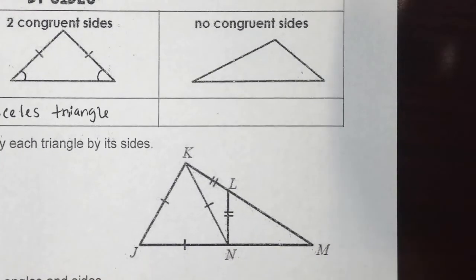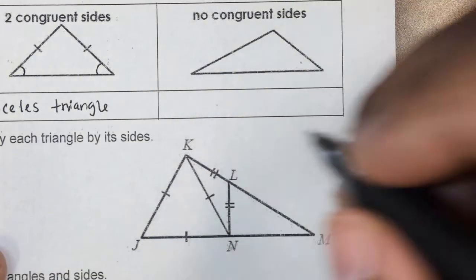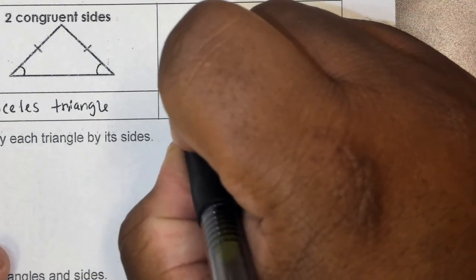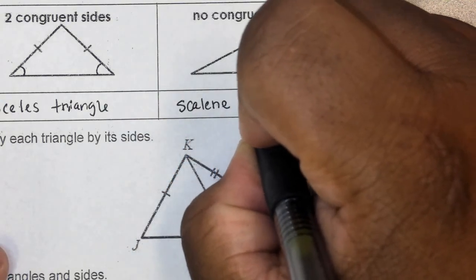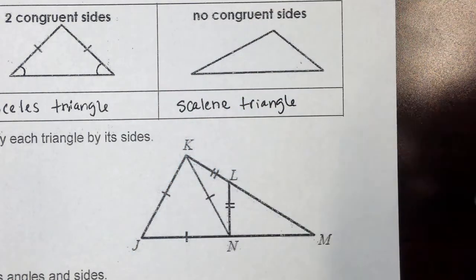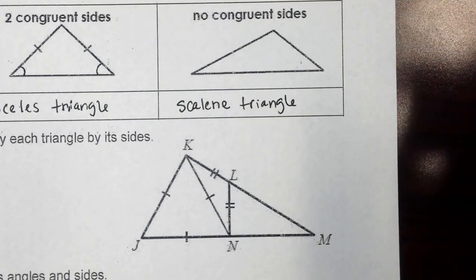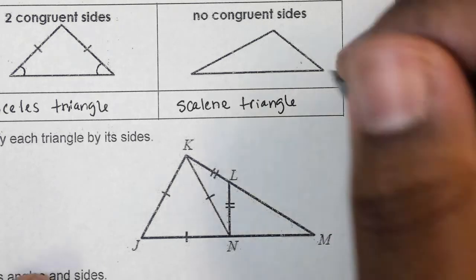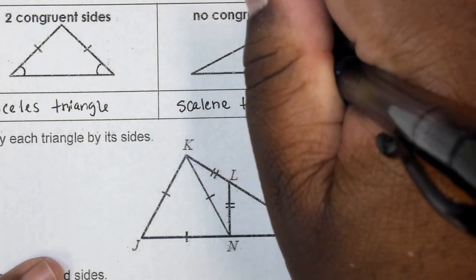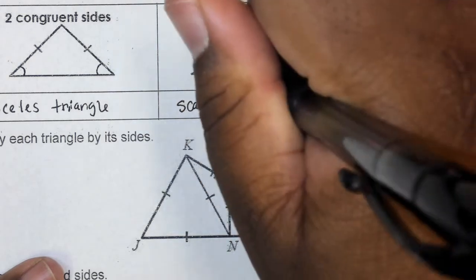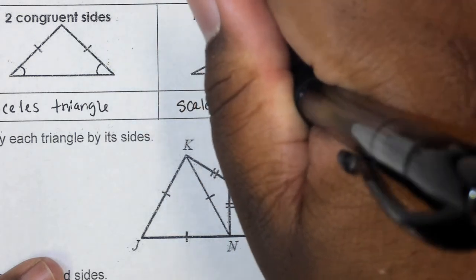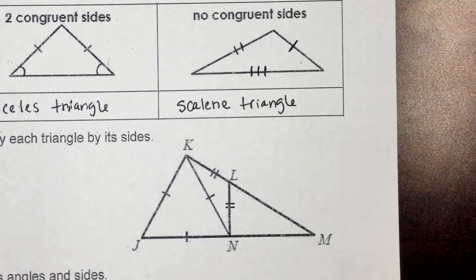If a triangle has no congruent sides, we call it scalene. If they were to mark this triangle, they would mark it with all different markings. They would mark this like this, this one like this, one like this, indicating to you that none of those sides are congruent to each other.